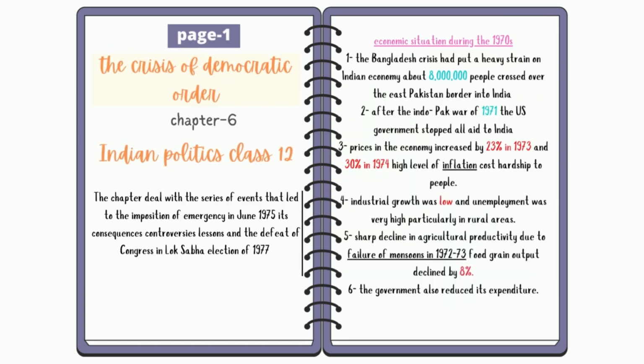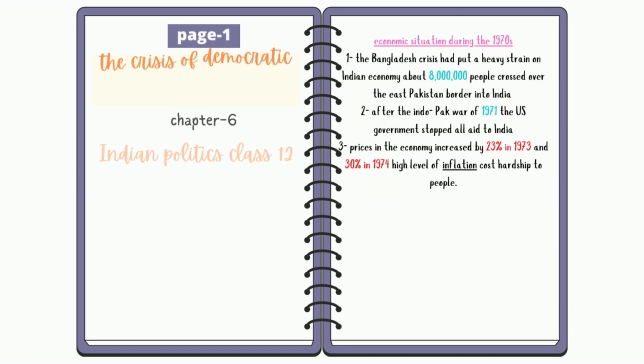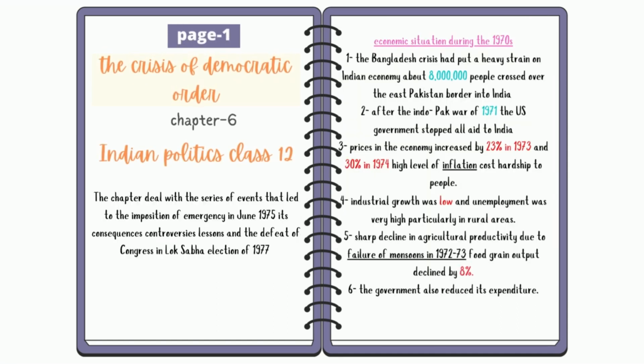Economic situation during the 1970s. The Bangladesh crisis had put a heavy strain on Indian economy. About 8 million people crossed over the East Pakistan border into India. After the Indo-Pak War of 1971, the US government stopped all aid to India. Third, prices in the economy increased by 23% in 1973 and 30% in 1974. High level of inflation caused hardship to people. Fourth, industrial growth was low and unemployment was very high, particularly in rural areas.